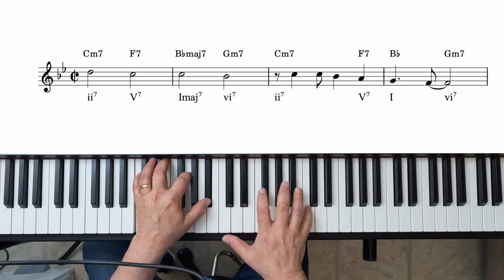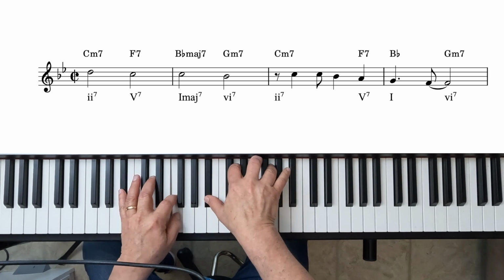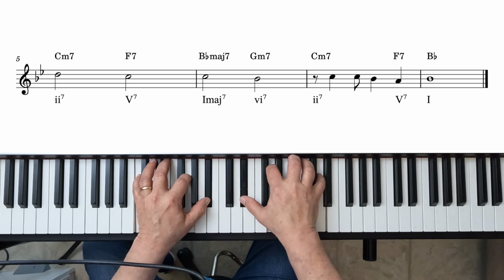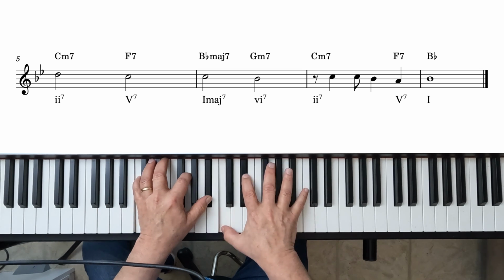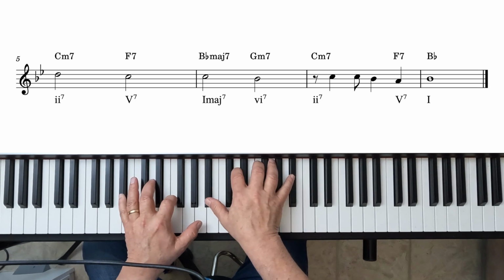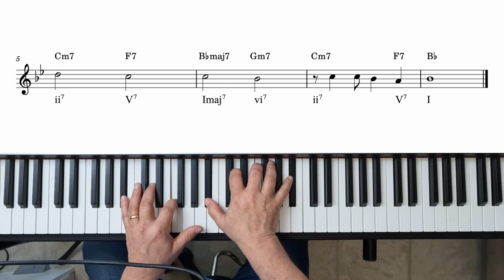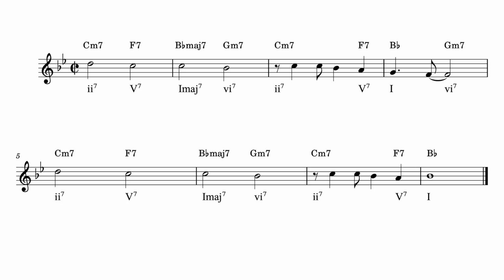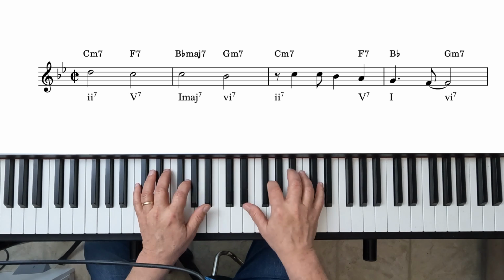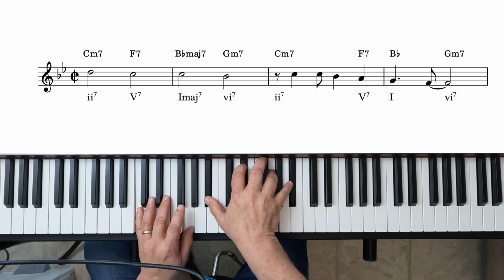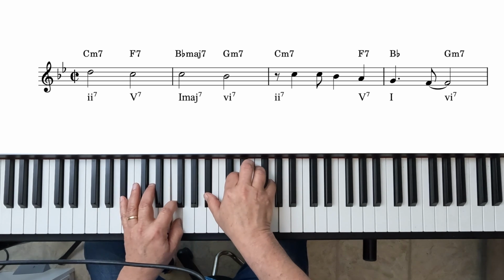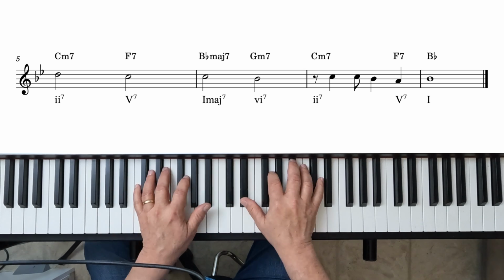Here's 2, 5, 1. 2, 5, 1. 2, 5, 1. So this song, once again, heavily dependent upon the 2-5-1 chord progression. So these are just 2 examples out of the thousands and thousands of songs that use the 2-5-1 progression.